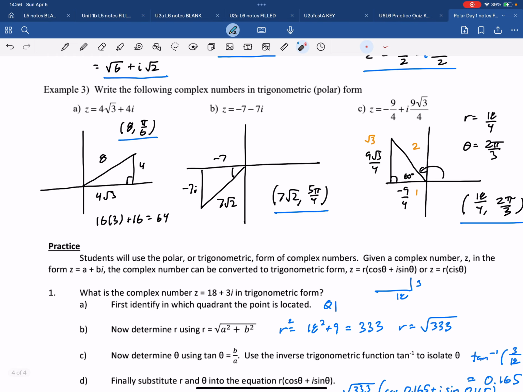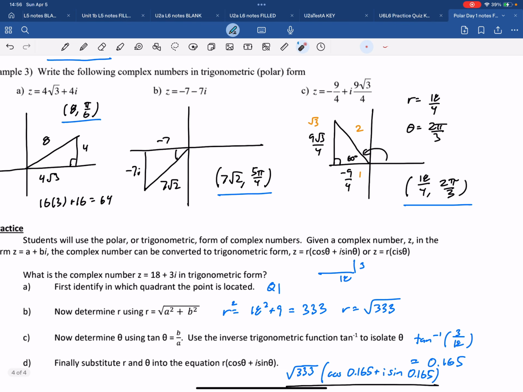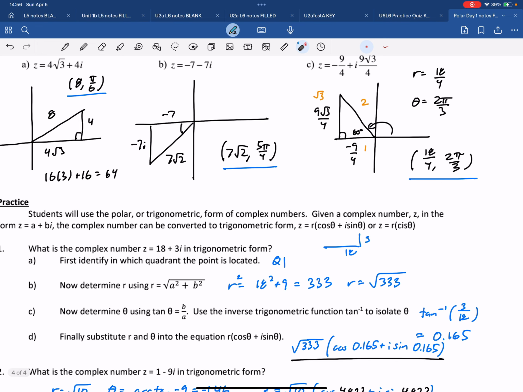What's the angle? Well, we have to take the arctan of 3 over 18, which is 0.165 radians. So we get this really messy root 333 times cosine 0.165 plus i sine 0.165, the cis form of the number. I really prefer 18 plus 3i, but this is the same thing.